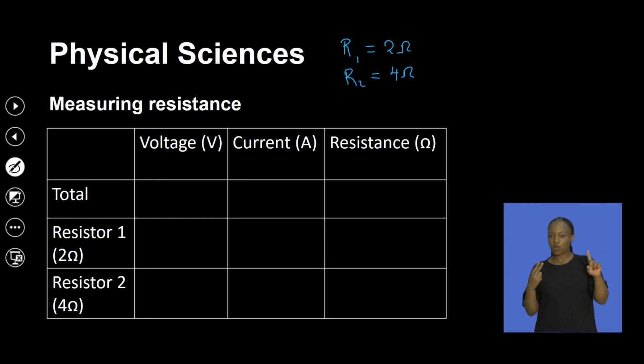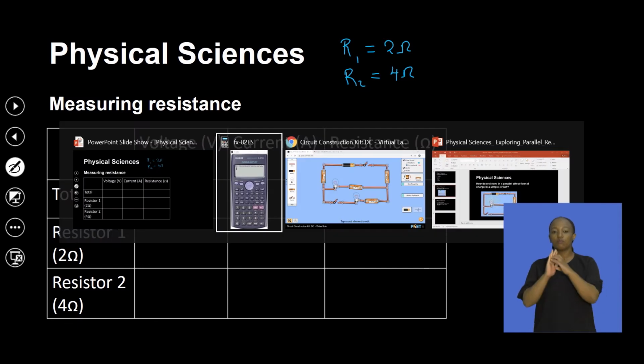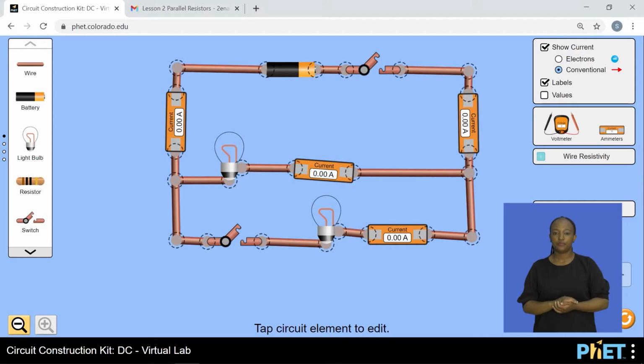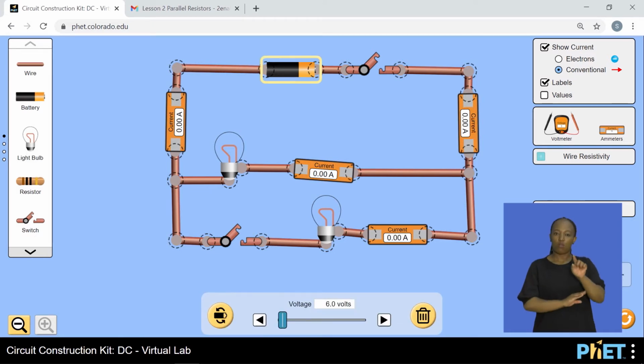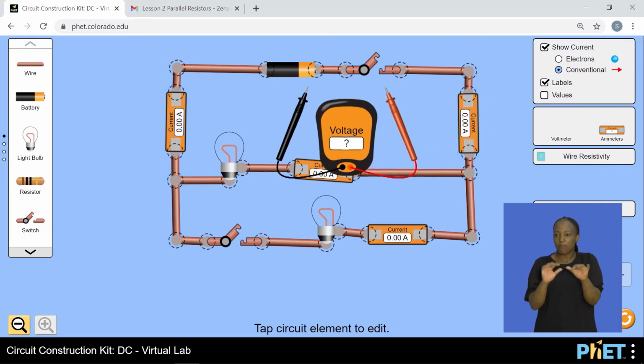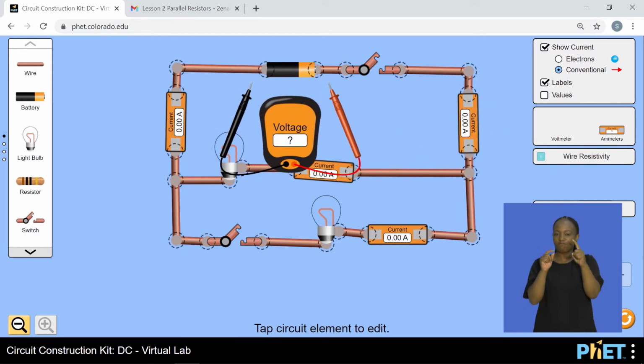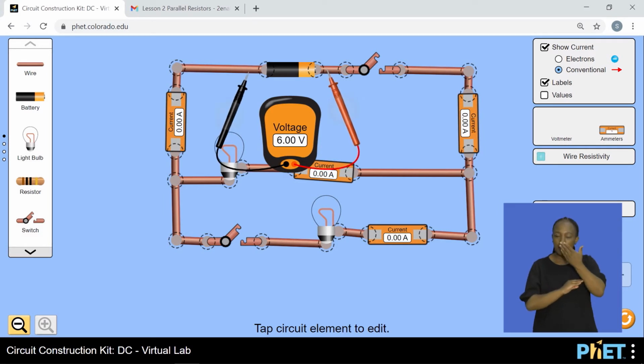So let's go to our simulation and actually check how that works out. The voltage of the source is 6 volts. If we measure the voltage of the source while there is no current in the circuit, it will give us an indication of EMF. So our EMF in this case is 6 volts.